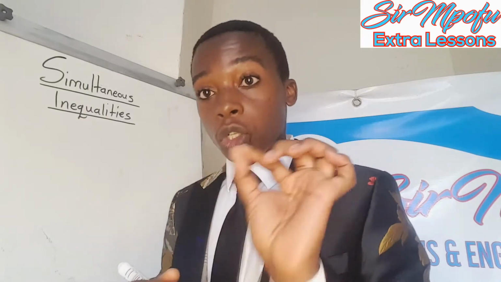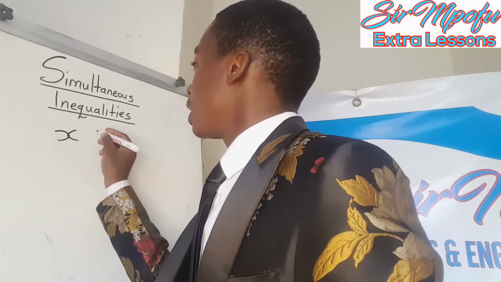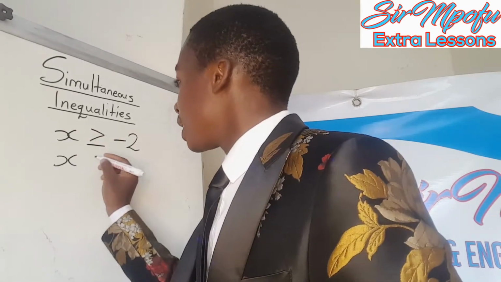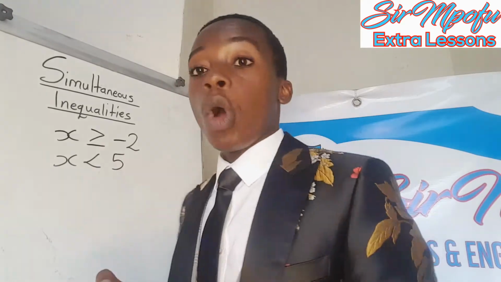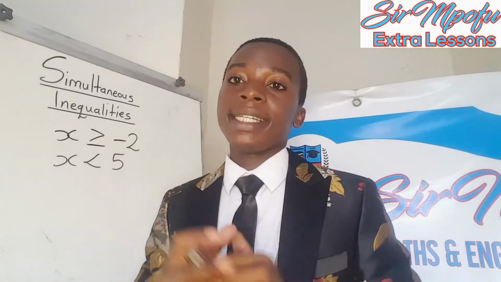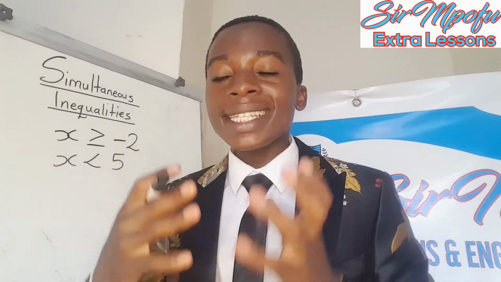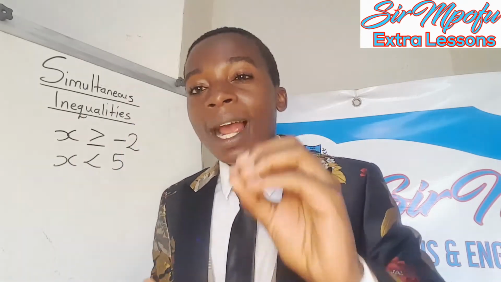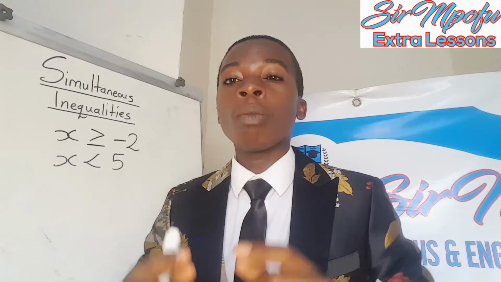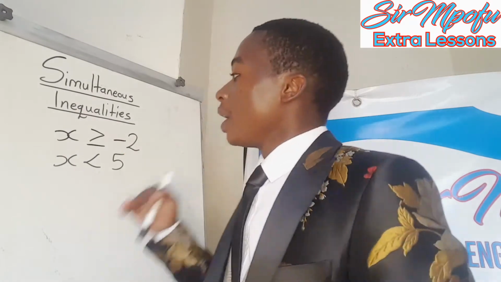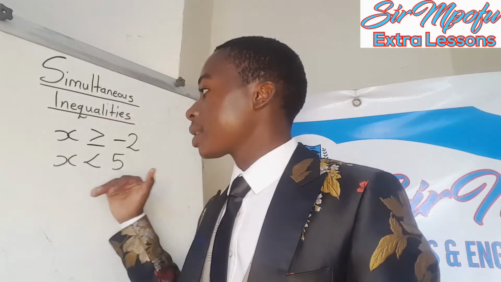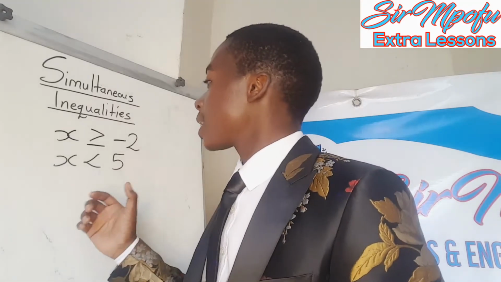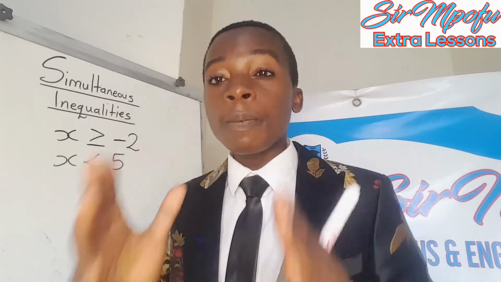Let's say we are told that x is greater than or equal to negative 2, but x is less than 5. And we are also told that these are simultaneous inequalities. As I told you, simultaneous inequalities are inequalities that will be happening at the same time. It means even when it comes to representing them on a number line, you represent them on the same number line. Before we represent this on a number line, you'll be told that x is greater than or equal to negative 2 and x is less than 5. These are simultaneous inequalities. Represent them on a number line.